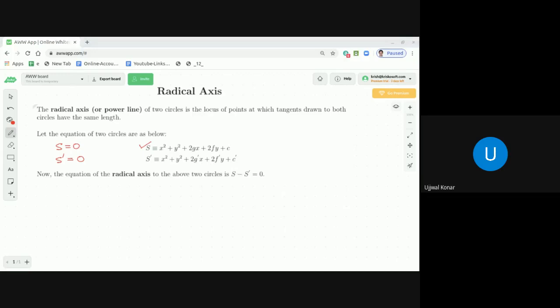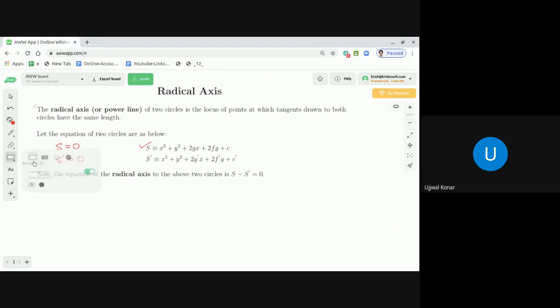So how we found it is that if any point on the radical axis is x1 comma y1, then the lengths of the tangents from this point to the two circles will be the same. How are we going to find S minus S dash equal to 0? Let us derive this. Let's make a visual representation of this problem, dear students.